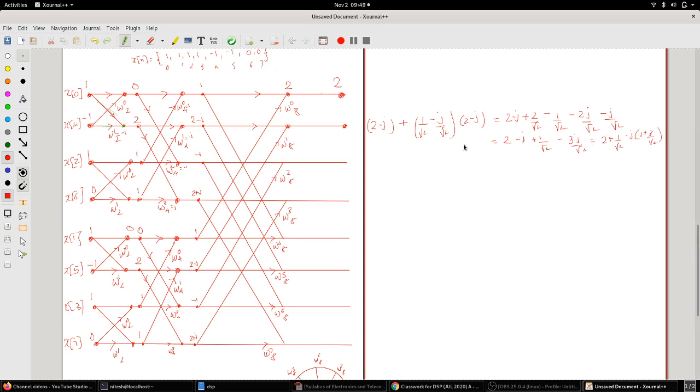So this value will be x of 1. We can do this further, and you get 2.707 minus j upon, I think, 3.121, something like that. You will get it as. So here this is the value.